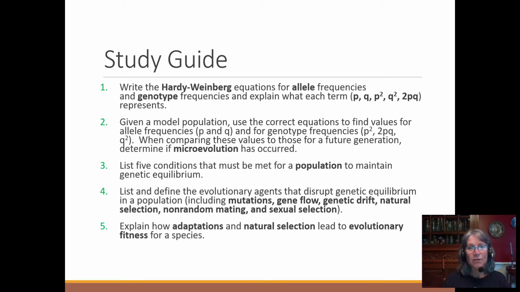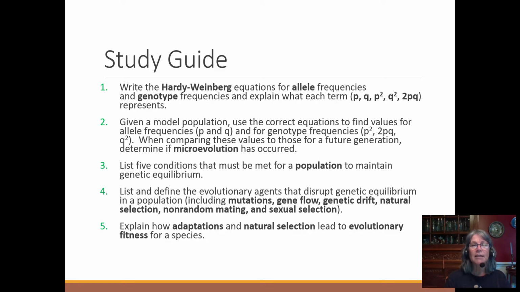And then compare those values to future generations of that population to determine if microevolution has occurred. You should be able to list the 5 conditions that must be met for a population to maintain genetic equilibrium. That is, in order for evolution to not happen, we have to meet these 5 criteria, and you should know those. You should be able to list and define evolutionary agents that disrupt genetic equilibrium.